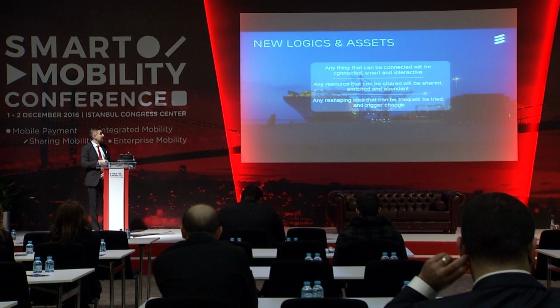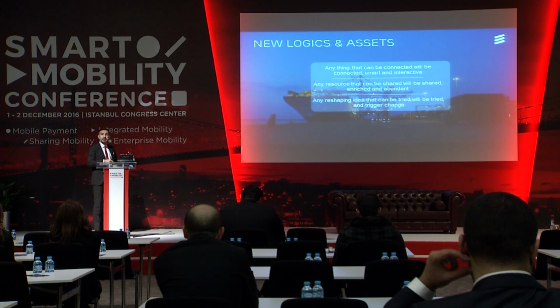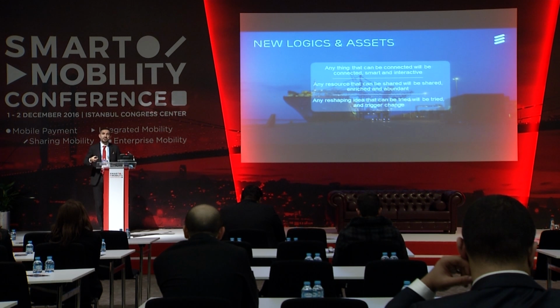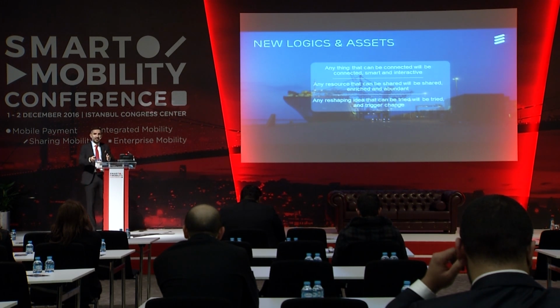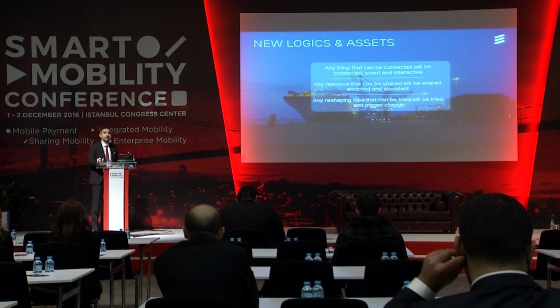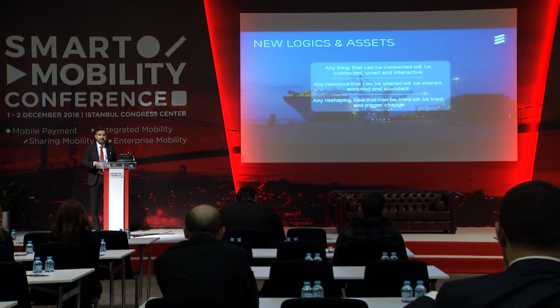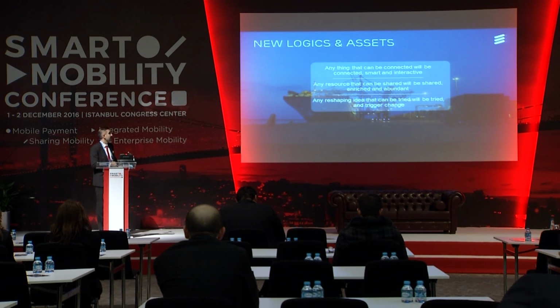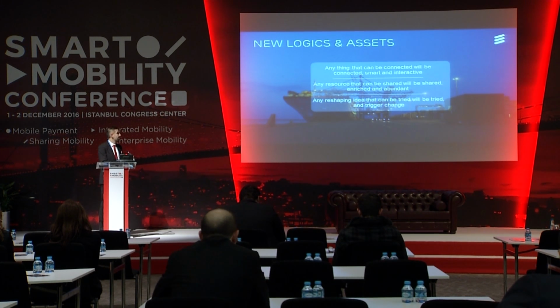First of all, we said anything that can be connected will be connected. And then any resource that can be shared will be shared. And this is enriched and abundant. So what this says is that the traditional asset-based, infrastructure-based boundaries between companies and between industries will disappear. And then any reshaping idea that can be tried will try and trigger change. With all this connectivity, obviously there will be innovation and people will try new things. And the cost of trials will be very cheap. So why not give it a shot?